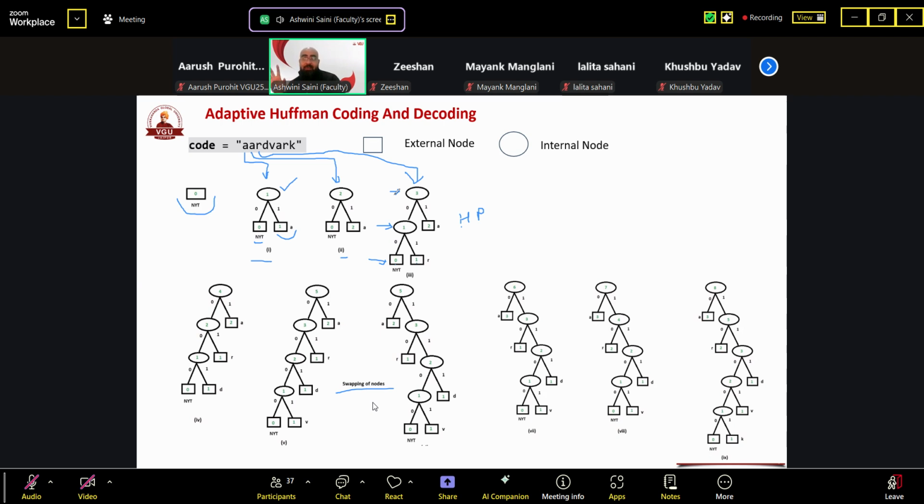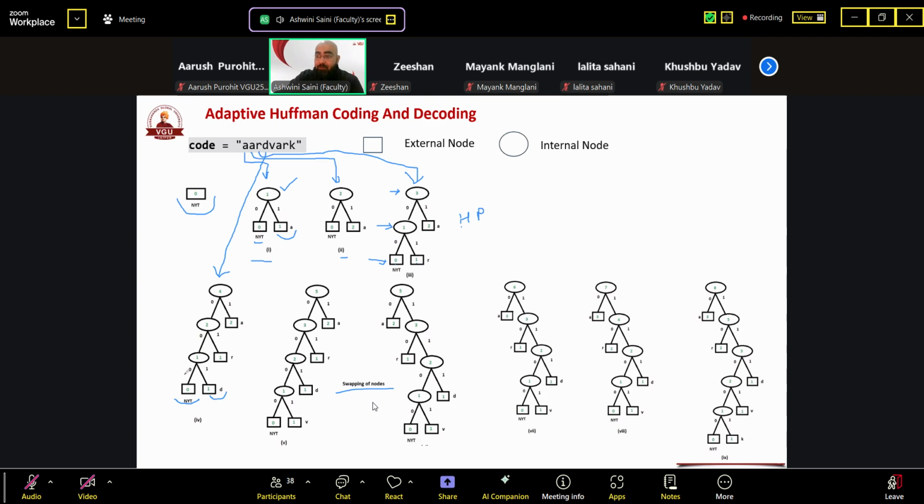First three steps are clear. If you have any doubt, please raise your question. Otherwise, I am moving to step 4. Another digit is coming, that is D. In the same way we were introducing R, we are introducing D. How are we introducing it? We are shifting this NYT to the bottom and D is there. We are adding the D to the tree as an external node.